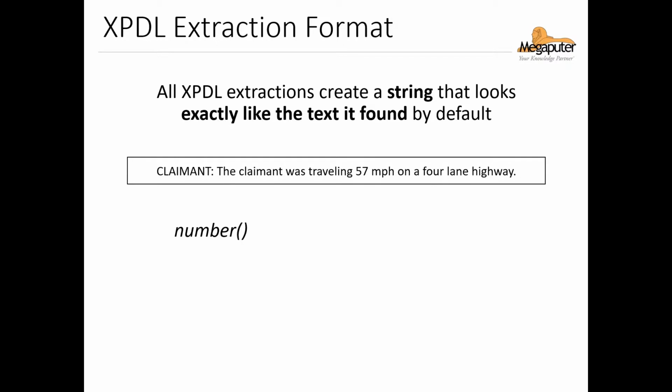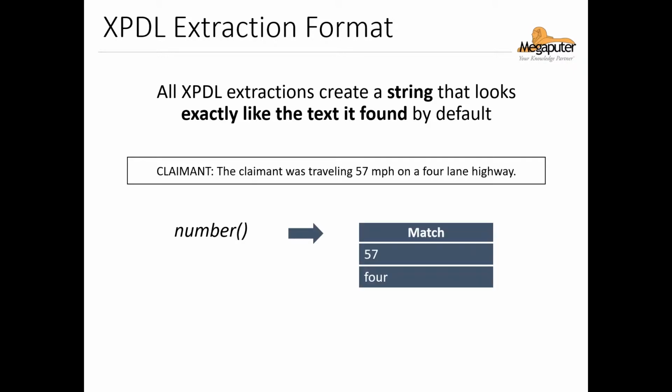Let's start with an example to understand why we may need to refine our entity extraction results. When we write a rule to extract an entity, the extraction is returned as a string which looks exactly like the text that was matched by our query. For example, if I use the function number as my query, it will capture 57 and 4. As you can see, one number is captured in its digit form, as it appears in the text, and the other is captured in the word form.